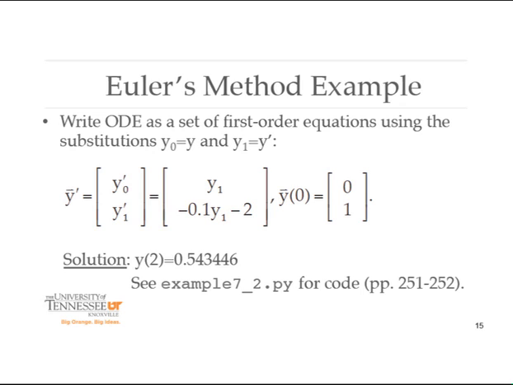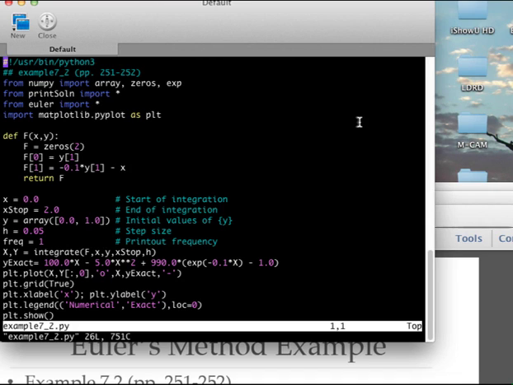Let's look at the code called example 7_2.py, and I'm going to provide this module as well as the Euler code for you to be able to do this problem. So you'll see, number one, that you're using NumPy because you're needing arrays. Print solution is available if we want to see the solution. We'll be using it for some other problems in the chapter.